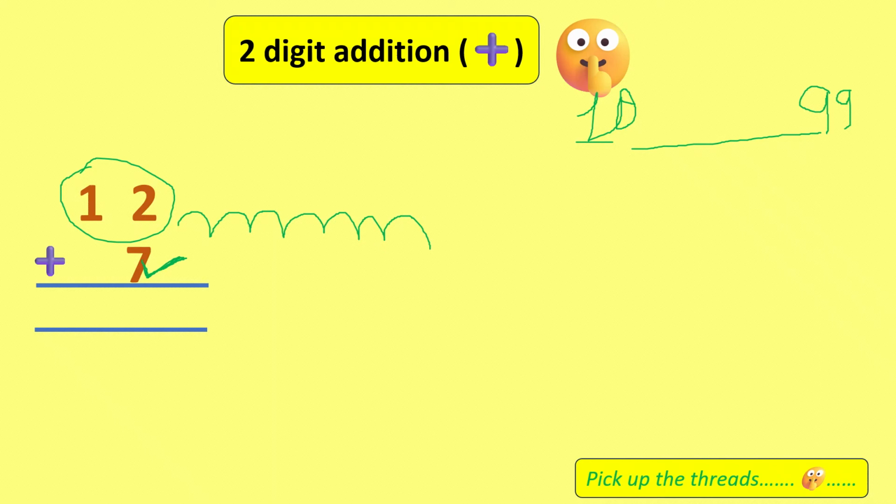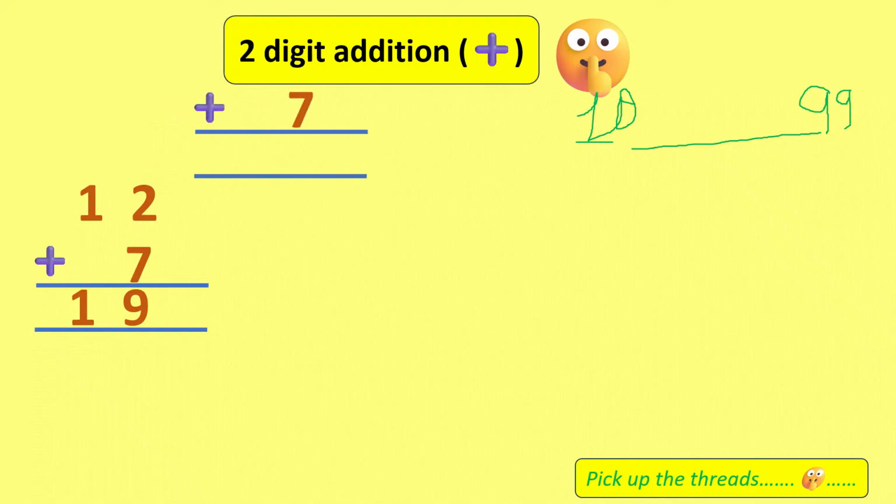Then after it's 13. Here 14. Here 15. Here 16. Here is 17, and here 18, and the last one is 19. Okay, so when we add 12 into 7, our answer is 19. Clear? Definitely you got it at this point. Look at the next one.